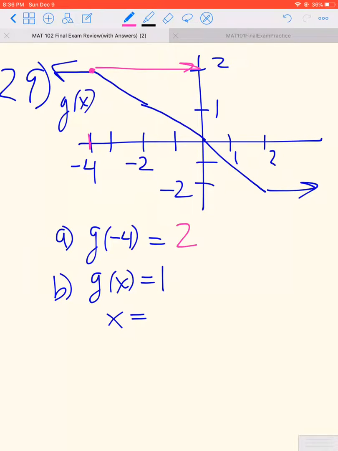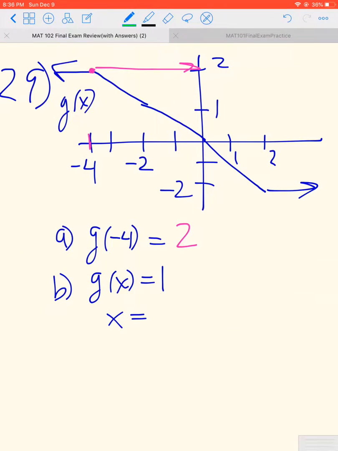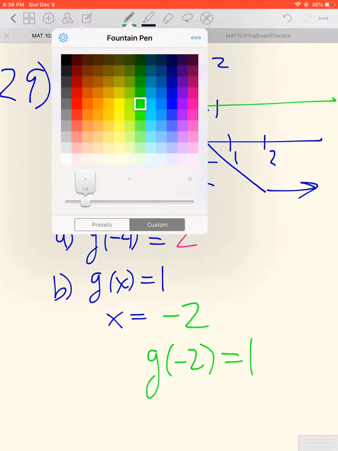The second question says, for what value of x is g of x equal to 1? Well, if we look at all of the places that have a y height of 1, that would be right here. That horizontal line intersects the graph of g precisely when x is negative 2. So when x is negative 2, g of negative 2 would be equal to 1. So our value there would be x equals negative 2.